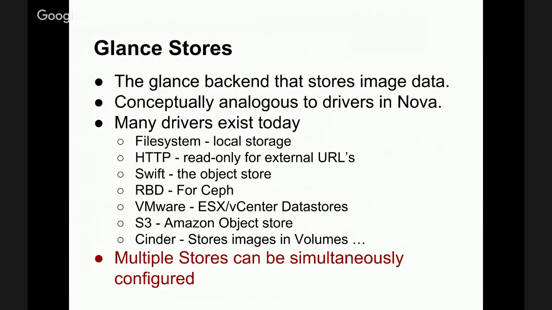If you have hosted your image externally on a file server or a web server, you could provide the URL of that specific image. For that, we have the HTTP store, the Swift store for the object store, the RBD store for Ceph, and the VMware store for the ESX backends.